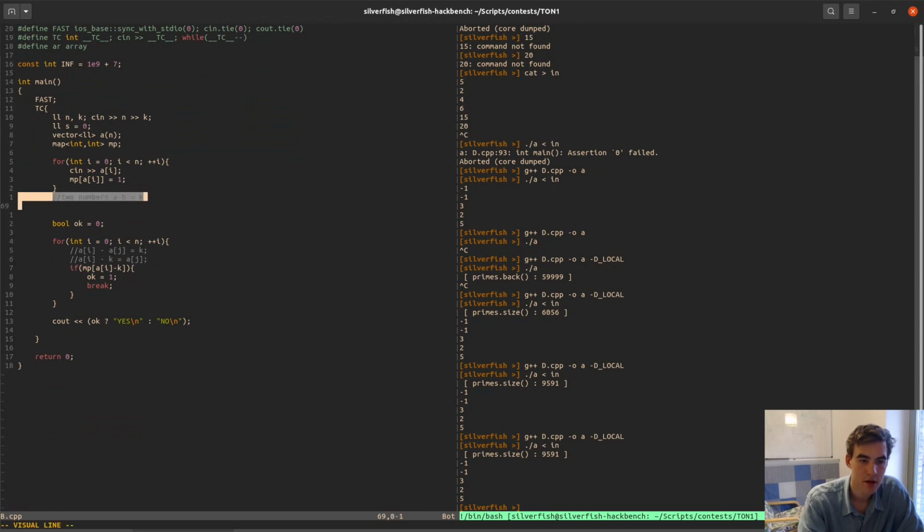Here I have two numbers, a minus b equals k, and then ai minus aj equals k, so ai minus k equals aj. I check if my map has ai minus k, and I have a boolean flag if that element exists.